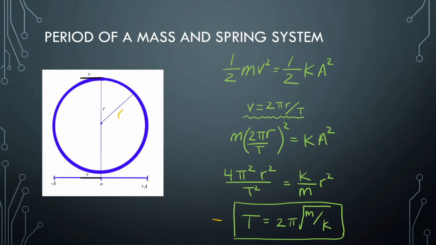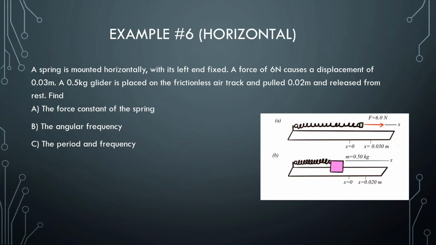And it simplifies to this formula here, T equals 2 pi square root of m over k. This is where we get that formula. The period is equal to 2 pi times the square root of mass over k. Okay? And this is on the basis that simple harmonic motion and uniform circular motion are the same thing mathematically speaking. Okay, let's look at some examples.